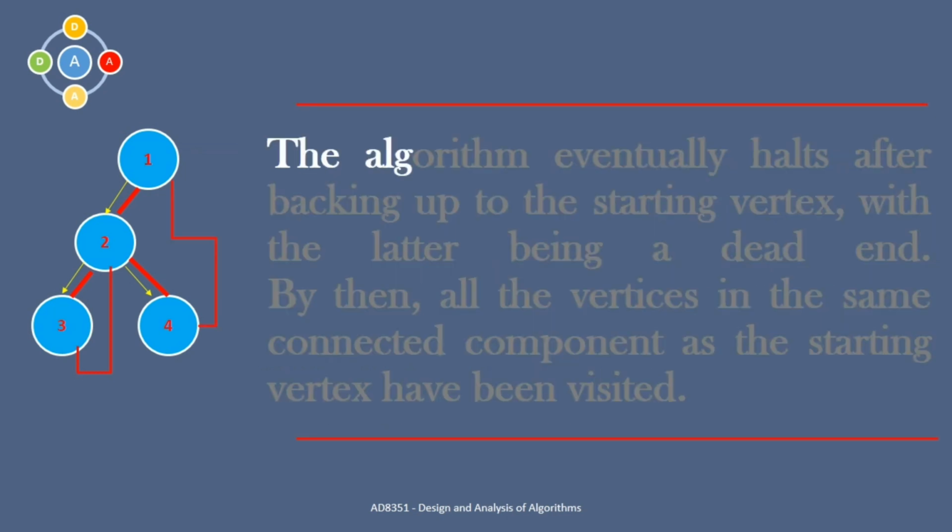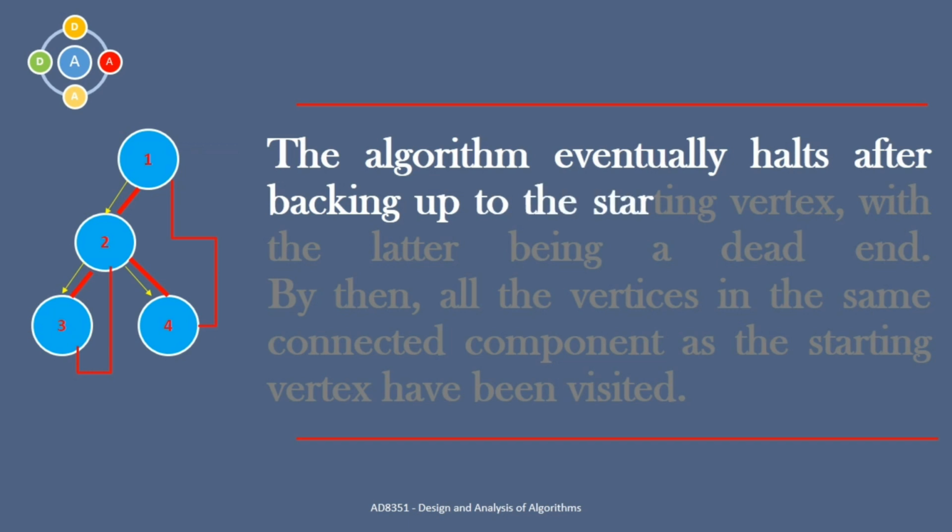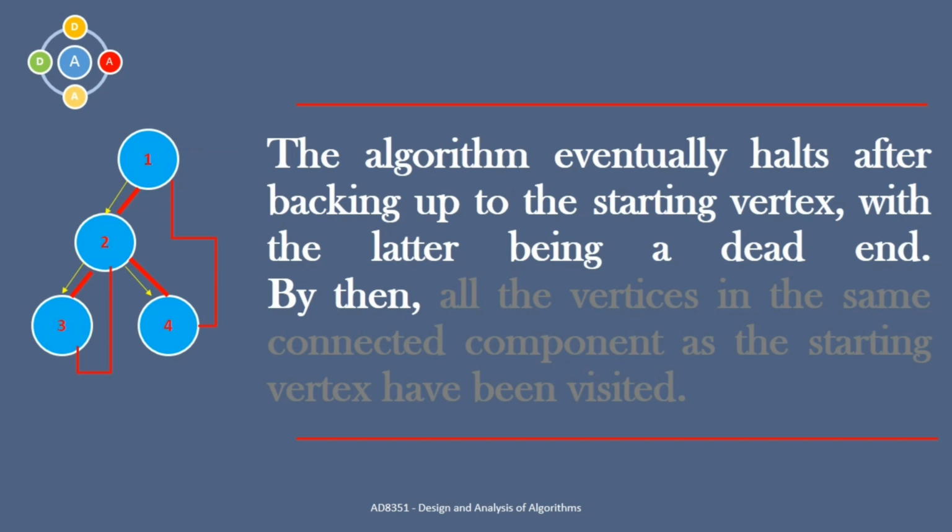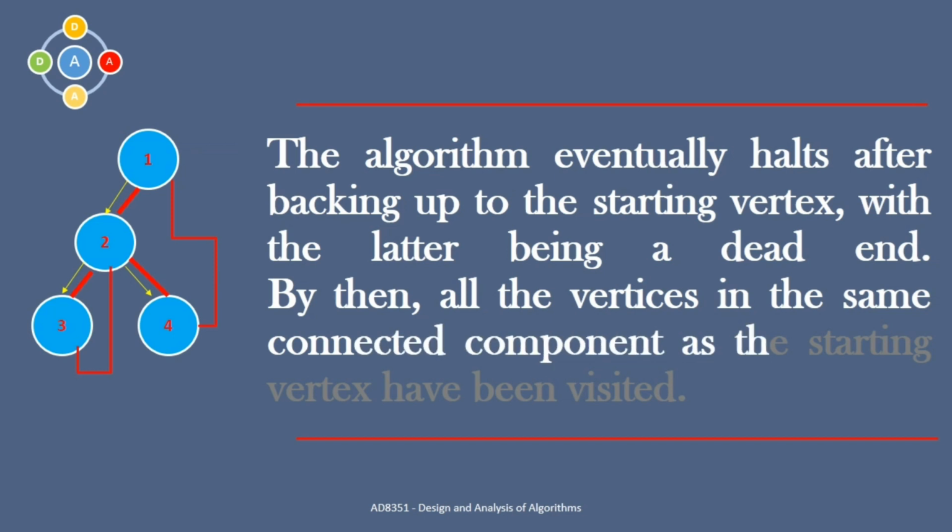So it visits 4, then checks whether any other unvisited adjacent vertex is there or not. For 4, there is no unvisited adjacent vertex. So again it backs up to 2 and checks for any other unvisited adjacent vertex. No, for 2 there is no unvisited adjacent vertex. So again it backs up to 1 and continues this process. For 1 also there is no unvisited adjacent vertex. So our algorithm ends here.